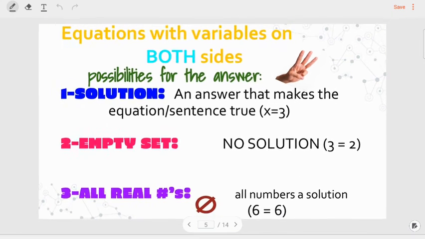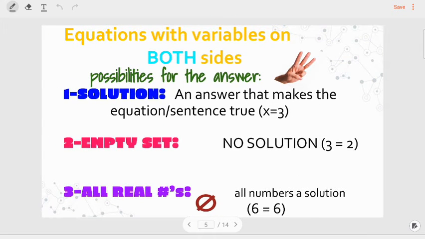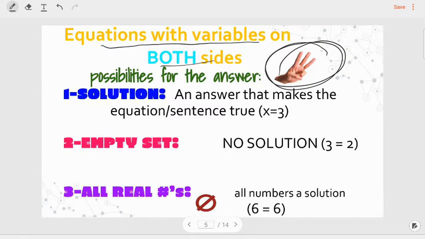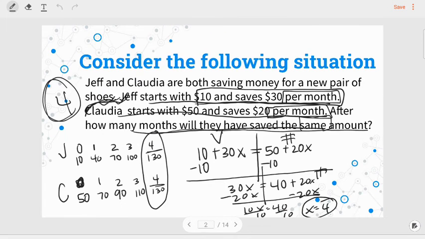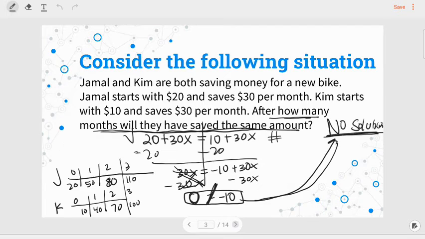So let's go over the 3 types. When you have equations with variables on both sides, there are 3 possibilities for the answer. One solution is a possible answer. That's going back to our first example. We could figure out at how many months they had the same amount. At 4 months, they had the same amount. Before 4 months, they didn't. And after 4 months, they won't. Only at 4 months will they ever have saved the same amount.